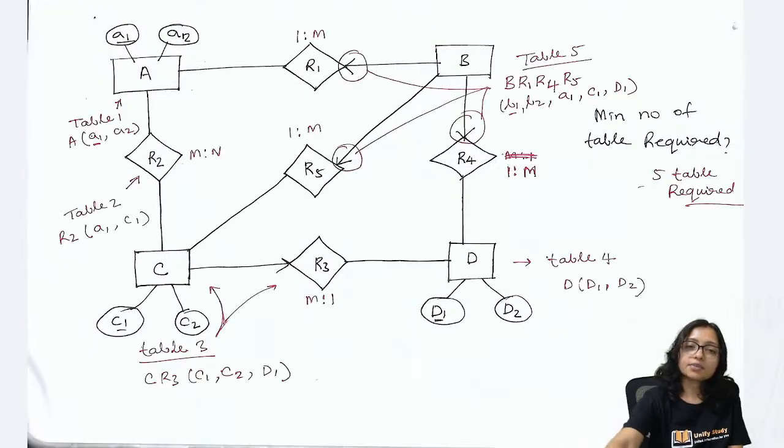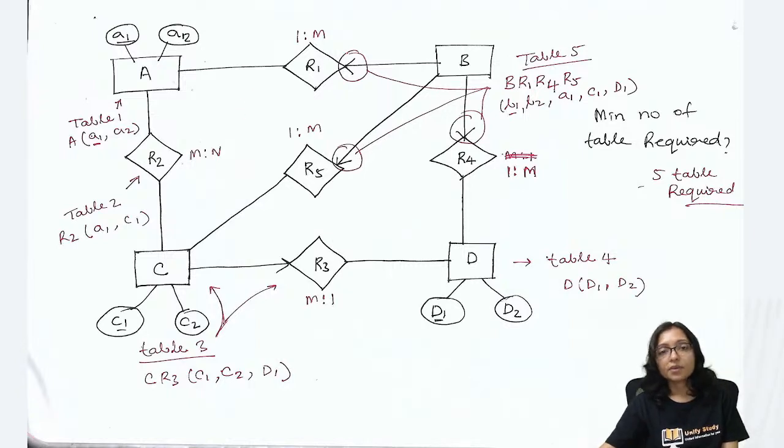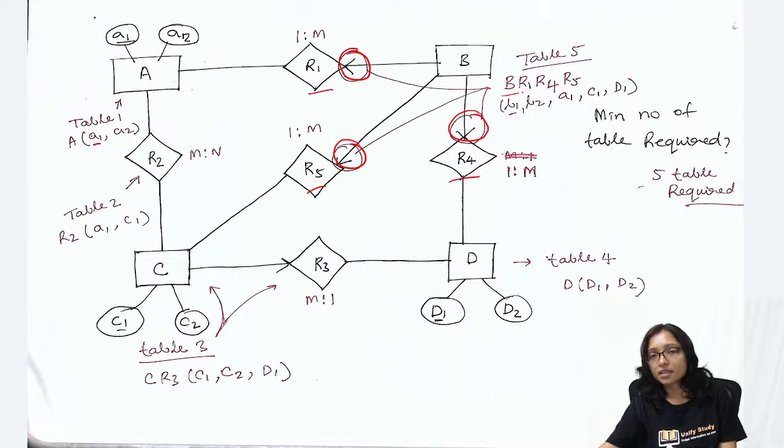Yes, 5 tables will be required here because here is the key constraint. These are the key constraints here, right? Whenever these are key constraints, you can combine R1, R5 and R4 with this. So that's why these all are combined. And what are the attributes possible here? B1, B2, A1, C1, D1.